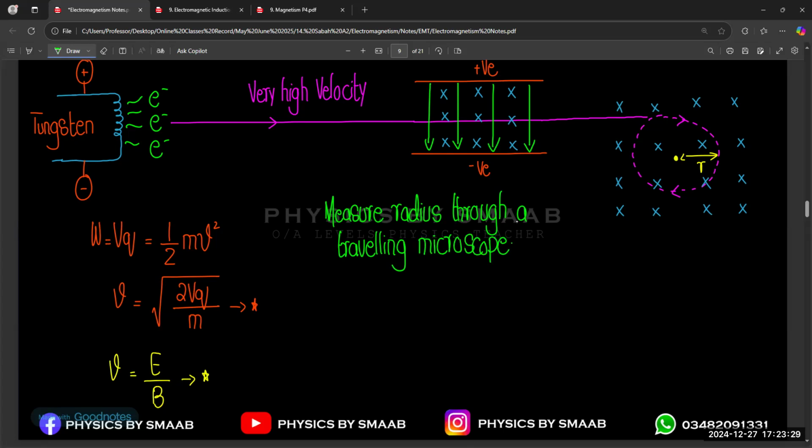Like in our university, we use this traveling microscope to find out the surface tension of a liquid. So we measure the upper meniscus and lower meniscus with the help of this traveling microscope and then substitute the values in the formula to find out the surface tension. So in this way, we use the traveling microscope in different experiments where you have to measure both vertical and horizontal directions or dimensions.